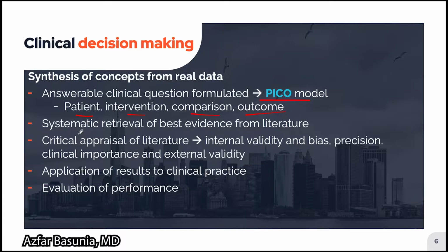After we have formulated our clinical question, we systematically retrieve the best evidence from literature. We then critically appraise the literature for internal validity, bias, precision, clinical importance, and finally, external validity. We then apply the results to our clinical practice and continually evaluate the performance of the new model.